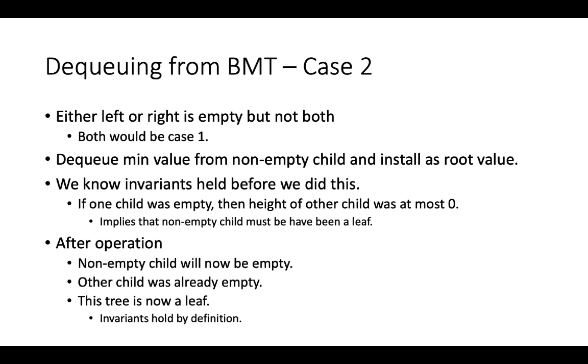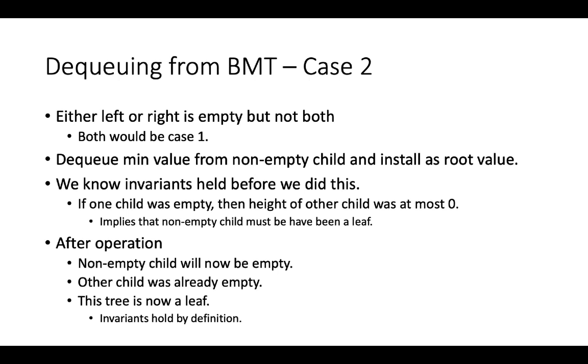So we have to replace the thing that we're taking, which is the root value, with something from one of our children. There's only one child we can take something from, because one's empty. And so we recurse: we ask the one non-empty child that we have, please dequeue your minimum value, because I need to take it and install it here instead. So we'll just recursively dequeue the minimum item from that child and put it here.